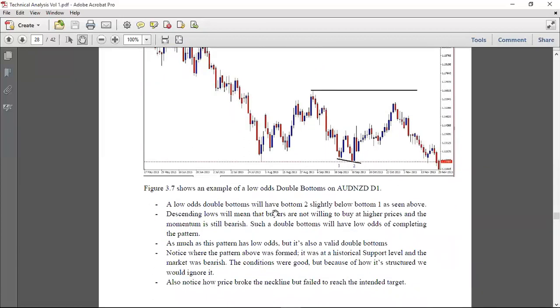A low odds double bottom will have bottom two slightly below bottom one. So this one is below that one. That's low odds. Descending lows will mean that buyers are not willing to buy at high prices and the momentum is still bearish. If it's going down like this, it will mean that they're not willing to buy. They still may perceive prices being high, so they're not willing to buy. They're gonna wait for price to drop even further. So if we have something like this, we'll have low odds of completing the pattern.